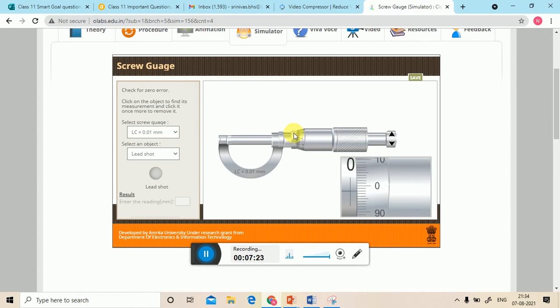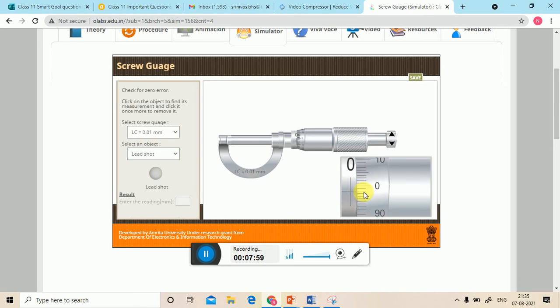Once it is in contact, if the screw gauge has no error, the head scale 0 should coincide with this pitch scale horizontal line. If you observe this, that coincidence is not happening properly. Here the head scale 0 is above this horizontal line. How much above? Here it is 2 divisions above. This rotating 0, or the circular scale 0, is 2 divisions above this horizontal line.